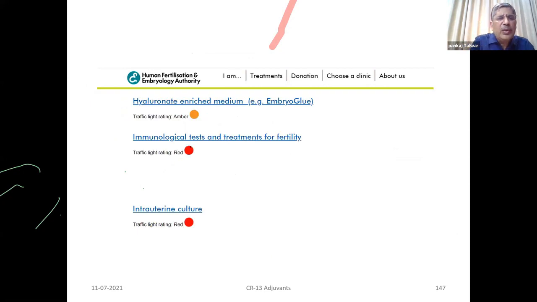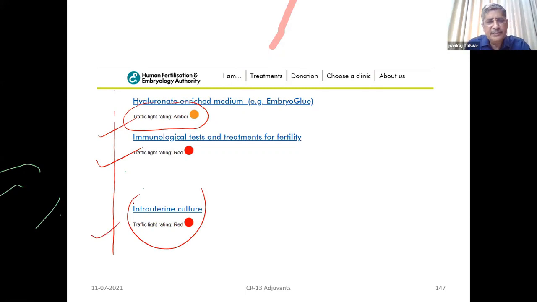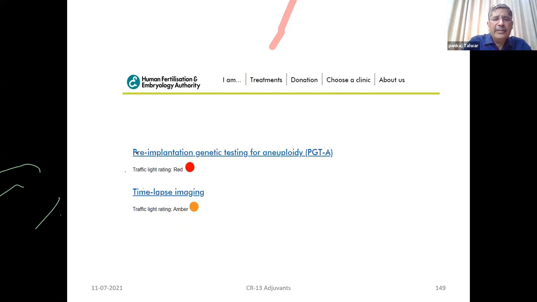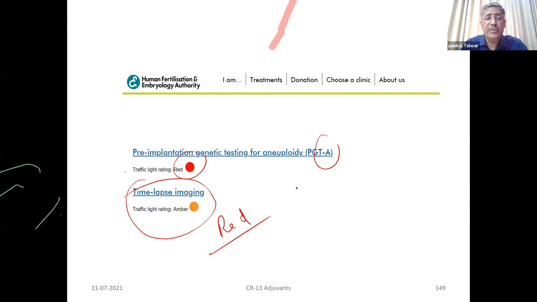I've just taken this printout again from the same slide. Just read it: immunological testing is red. Using some sort of media which can improve implantation is amber. Intrauterine culture is red. Artificial activation is amber, and assisted hatching routine is red. Assisted hatching is red, this you have to know. Aneuploidy screening is red, and time lapse imaging, I also feel it is red from my side, because it doesn't give you much benefit vis-a-vis the money you spend. You spend 1 crore on that equipment, and it doesn't do magic for you.